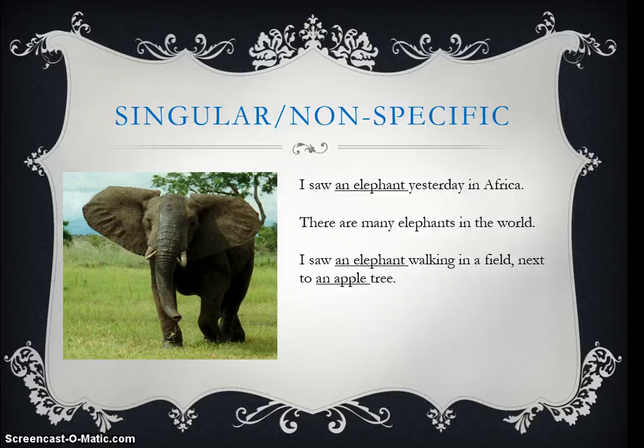Now what about nouns that start with a vowel? So we will use an in front of these nouns. If it's a singular non-specific noun, I would say, I saw an elephant yesterday in Africa. We know that there are many elephants in the world, so we're not talking about a specific one. So I might say, I saw an elephant walking in a field next to an apple tree.